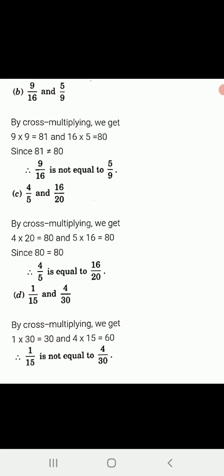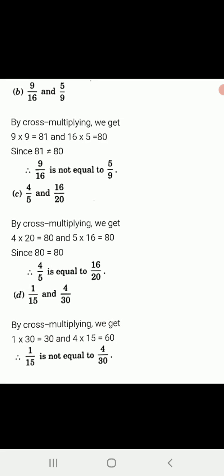Question C. 4 by 5 and 16 by 20. Cross multiply again. 4 into 20 is 80. 5 into 16 is also 80. Here 80 is equal to 80. Therefore we can say 4 by 5 is equal to 16 by 20.